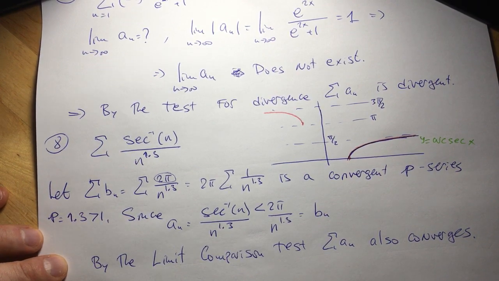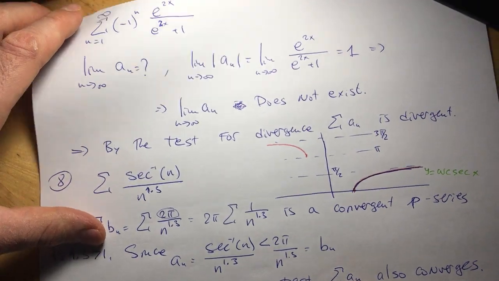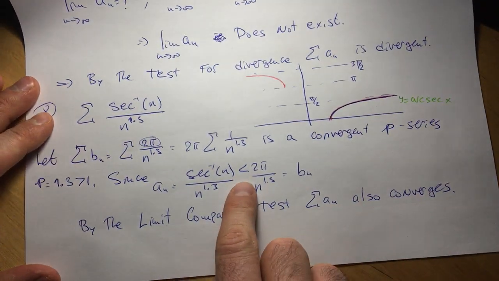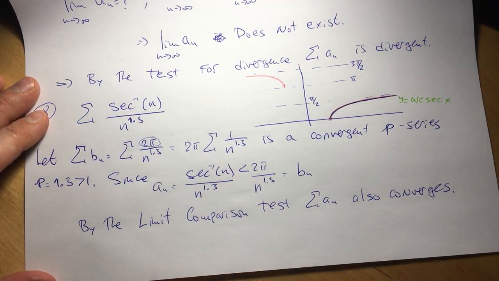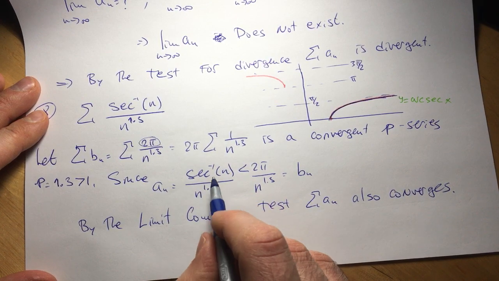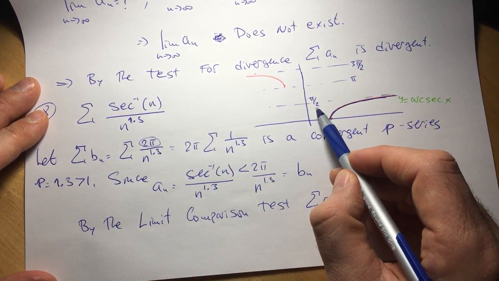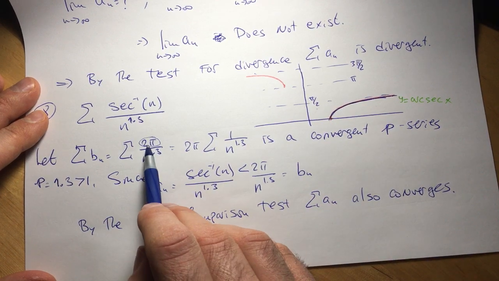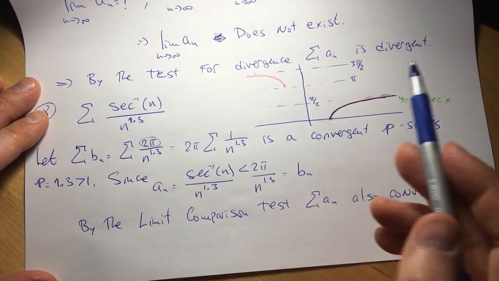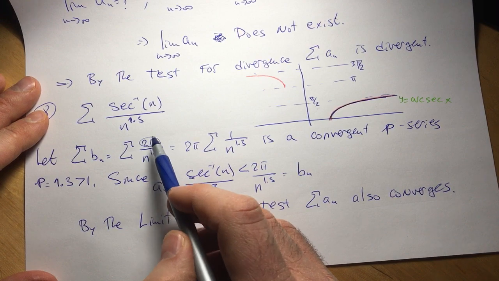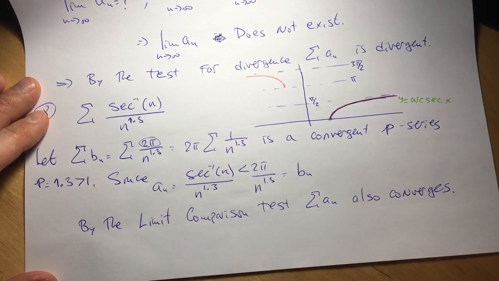Okay, so here I just use the limit comparison test because this inequality was obvious. We came up with that inequality because arcsecant of n for positive n is bounded by pi over 2, and I just took 2 pi, any number greater than pi over 2. You could write here pi over 2, you could write pi, you could write 3 pi over 2, whatever you want. Okay?